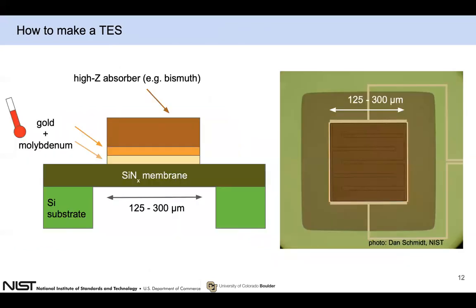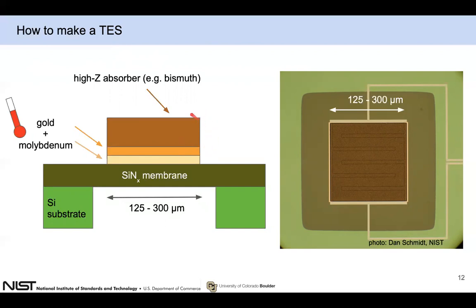To make a TES, we use a thin bilayer made up of a superconductor, which is typically molybdenum, and a normal metal like copper or gold. The normal metal suppresses the intrinsic critical temperature of the molybdenum, and by varying the relative thickness of these two layers, we can tune that temperature. Remember that the lower the temperature, the better the energy resolution, but we also need to match the cryogenic system that's available.